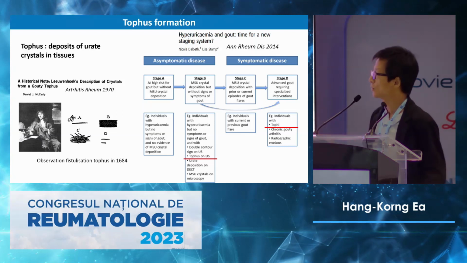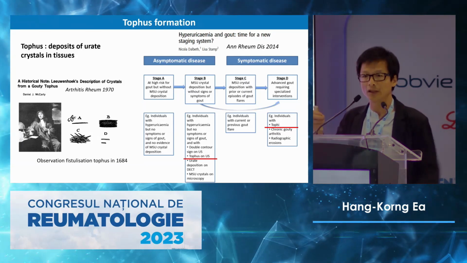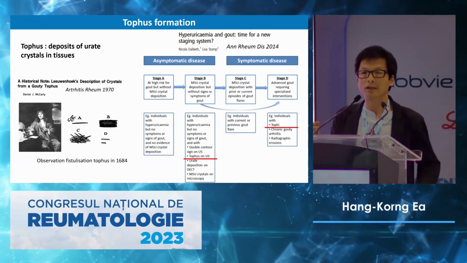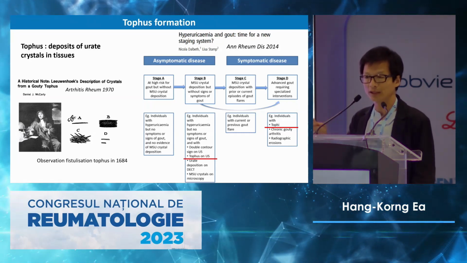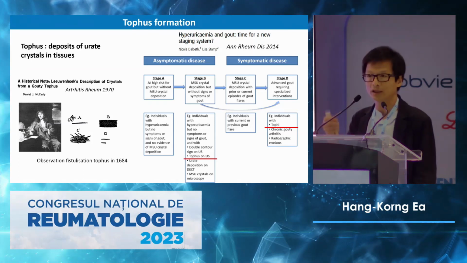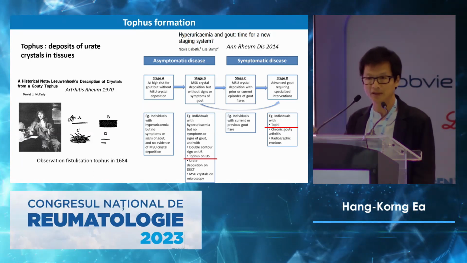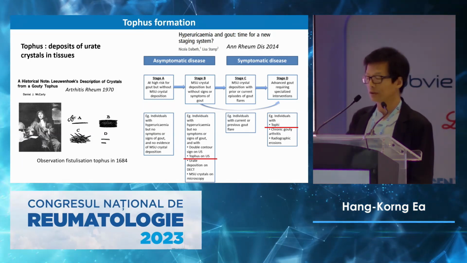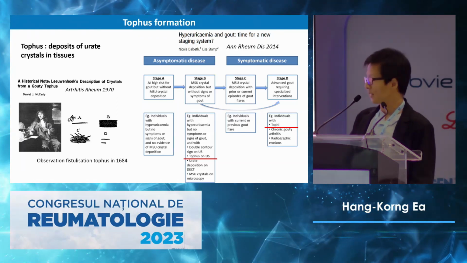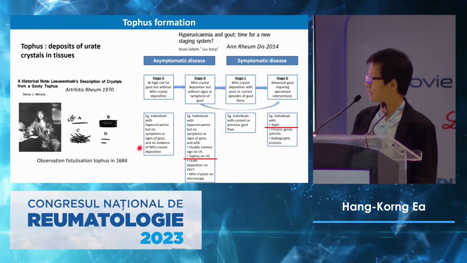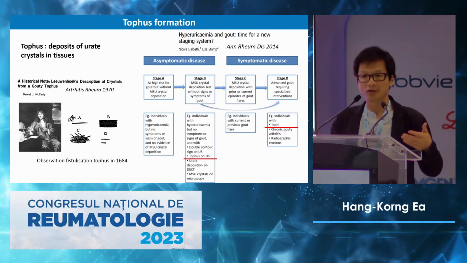The definition of tophus is the deposit of uric crystals in tissue. In fact, the term was initially used for clinical observations of these big depositions. So normally, it was used for a clinical sign. And since 300 years ago, we know that tophus is composed of concretions and depositions of uric crystals, and this was evidenced in 1684 by this guy who invented the microscope, okay?